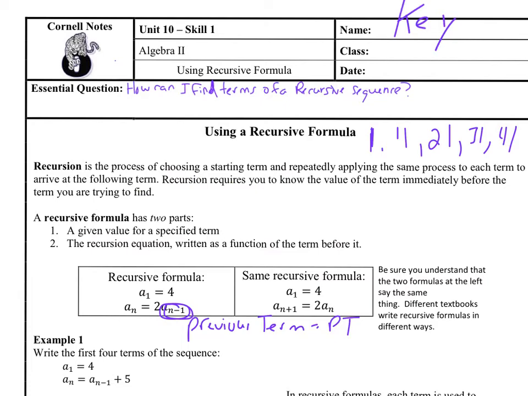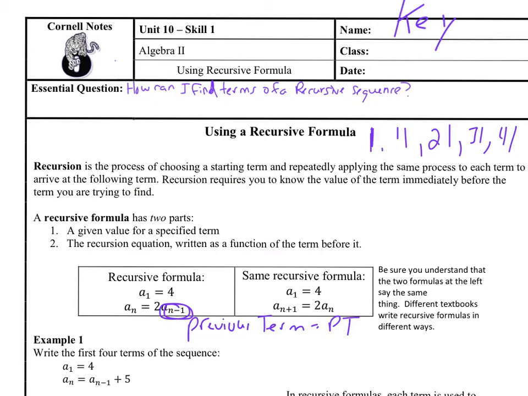Now, how does this recursive formula work? When I want to find the second term, a subscript 1 represents the first term, 4. I want to find a subscript 2, so I would plug a 2 in here. Well, 2 times a subscript 2 minus 1 really means, what is 2 minus 1? It's 1. So it's really saying 2 times a sub 1, which is the previous term to a sub 2. If that didn't make a whole lot of sense to you, it's not the end of the world, because you're just going to memorize that this means previous term.